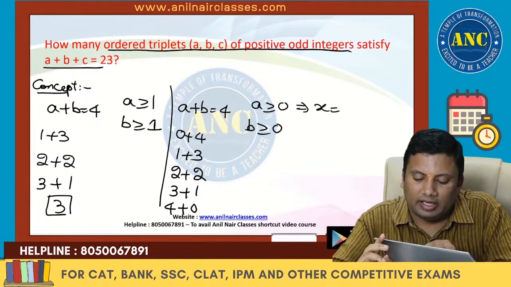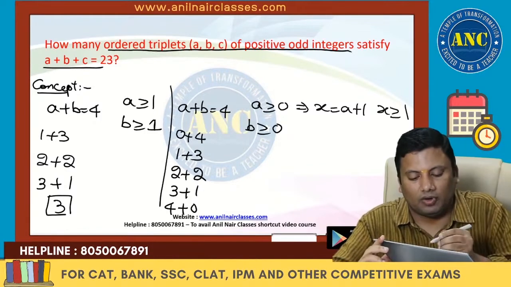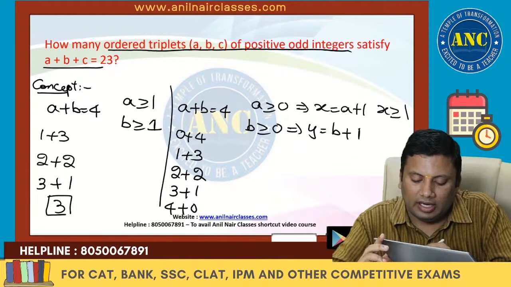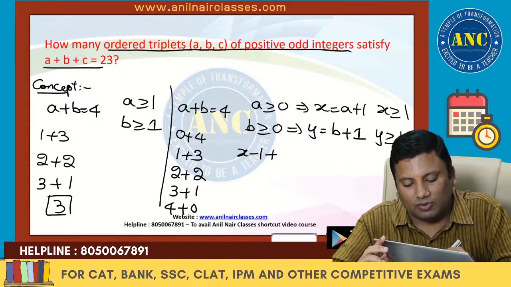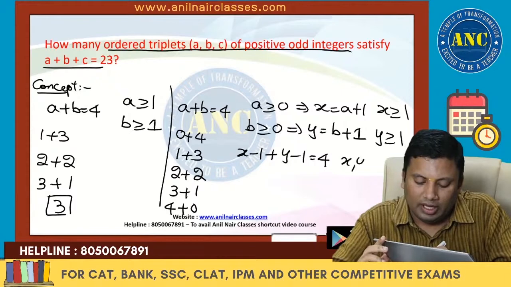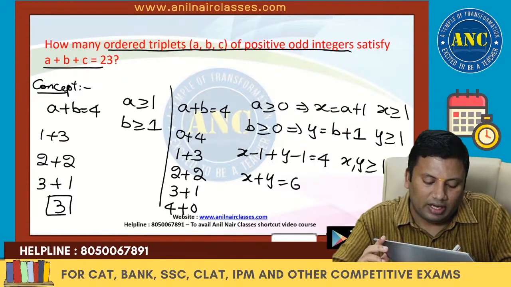X can be written as A plus 1. X is greater than or equivalent to 1. B from 0 convert into Y. Y can be written as B plus 1. Y is greater than or equivalent to 1. So A is X minus 1. B is Y minus 1, and the sum equivalent to 4. X and Y are greater than or equivalent to 1. X plus Y equivalent to 6.